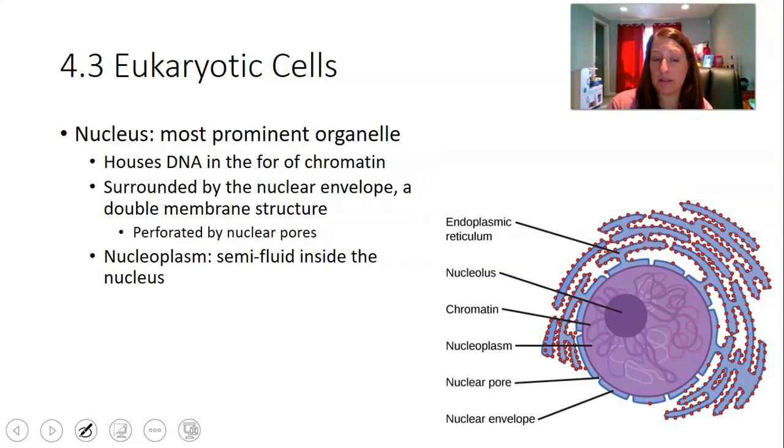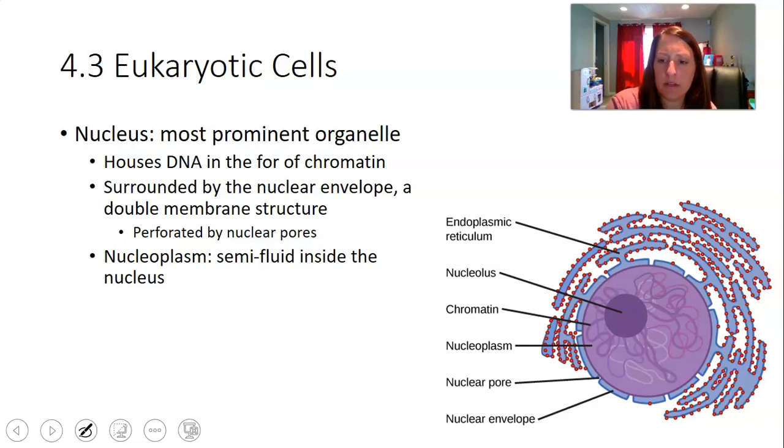Okay, let's go to the nucleus. So the nucleus, if you're looking through a microscope at a cell, it's going to be the most prominent organelle, easy to stain, real big. Okay, what is it? It's going to be the house of your genetic material. So your chromosomes, your DNA, is going to be housed inside of this double membrane bound structure.